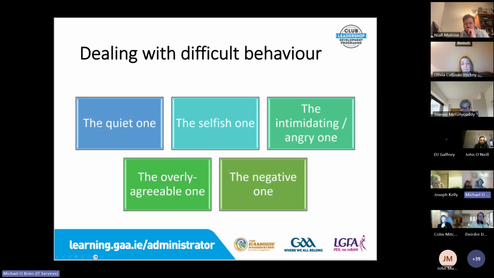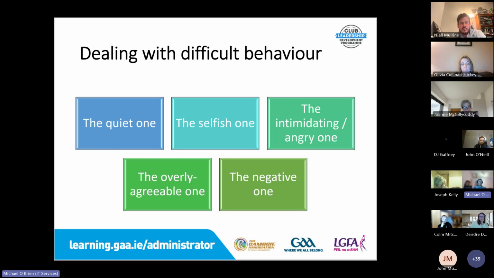How do I deal with difficult behavior? So we all have been in meetings where, and look, this isn't Croke Park putting this information together. There's been a lot of academic research put into all these kinds of people. So these are what's been identified from different research and different theses that Croke Park have leveraged and put into the presentation.